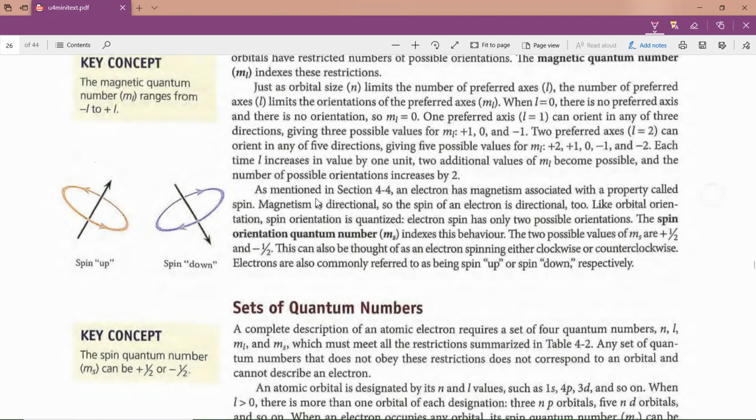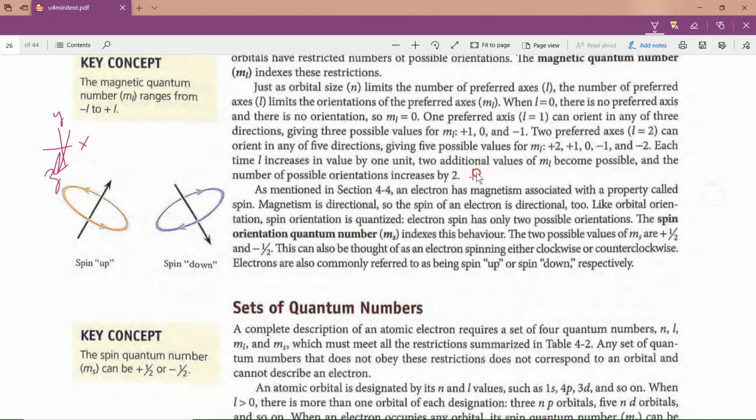But if L equals 1, there can be a preferred axis of rotation, a directionality to it, and that gives us 3 possible values for m sub L. Any of the 3 directions, x, y, or z, right? In a 3-dimensional coordinate system. One way to write it is x and y in the plane, and then z going out. So if L is 1, m sub L can be 1, 0, minus 1. If L equals 2, then you can have m sub L 2, 1, 0, minus 1, minus 2. If L equals 3, then m sub L can be 3, 2, 1, 0, minus 1, minus 2, minus 3.